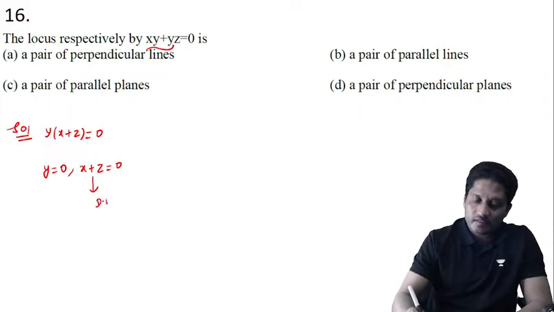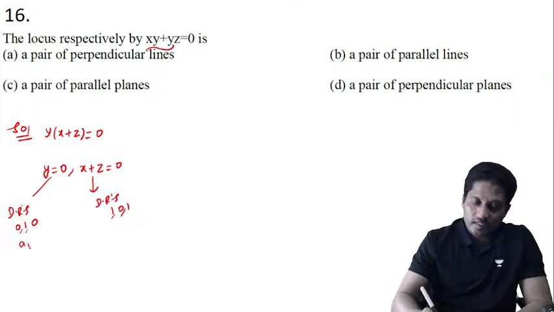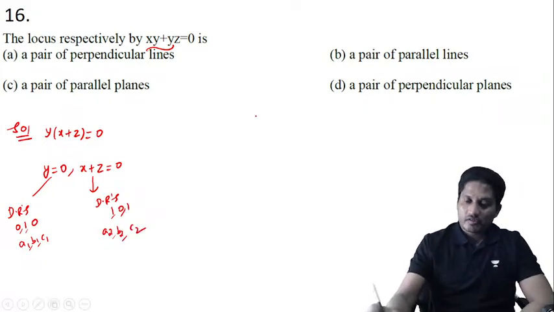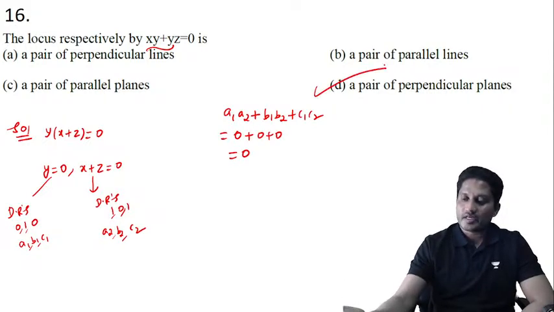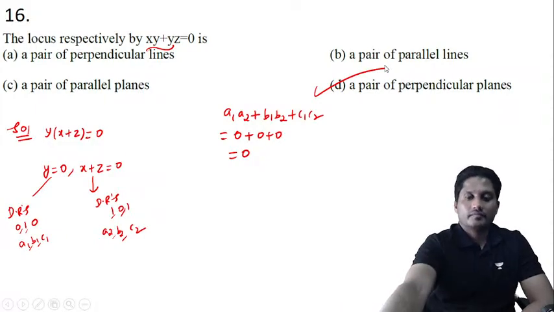Now the DRs of this plane will be 1, 0, 1, and the DRs of this plane will be 0, 1, 0. This is a1, b1, c1. This is a2, b2, c2. So a1 into a2 plus b1 into b2 plus c1 into c2: a1 a2 is 0, b1 b2 is 0, c1 c2 is 0. So obviously it is a pair of perpendicular planes. Answer is option D.